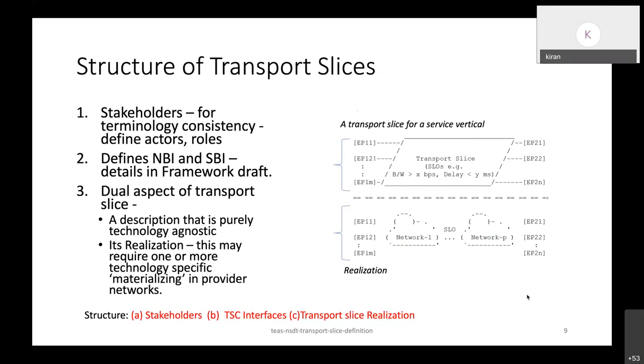And an important aspect that we bring out is the dual aspect of transport slices. One part is the logical representation, how a customer will ask for the transport slice, and then the actual realization in the network. So we can develop the slices in these two parts independently. And what is required in between is the gluing that will happen through NBI and SBI interfaces. Next slide.